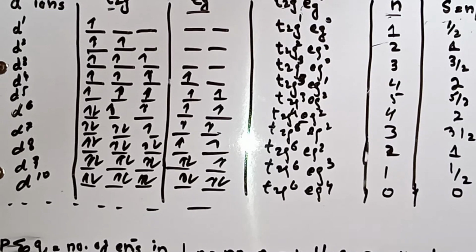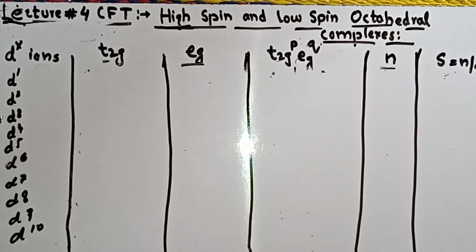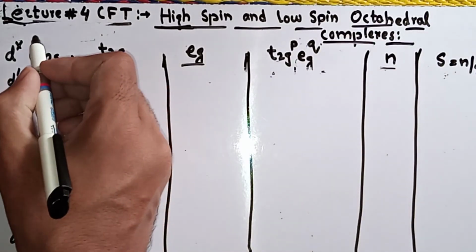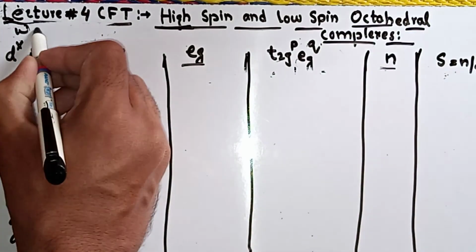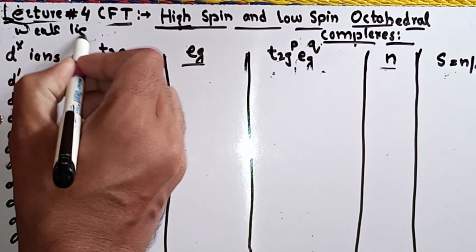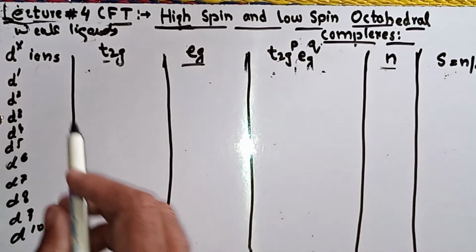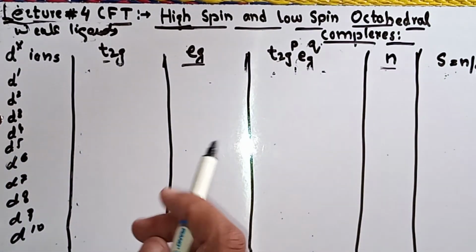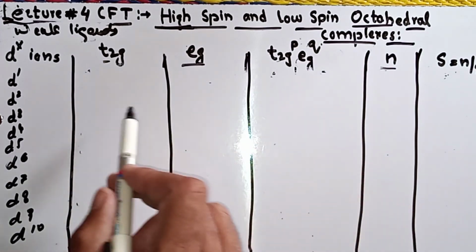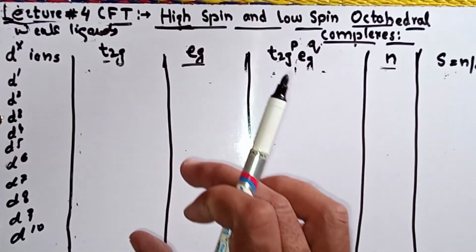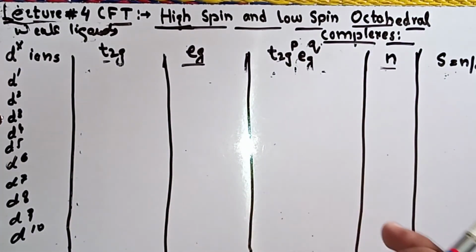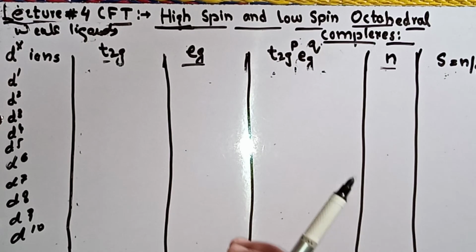Okay, thank you. So here in the D system, when there is a weak ligand used, what will happen? When there is a weak ligand, first of all pairing will occur because the crystal field splitting will be little lower. With crystal field splitting lower, the electrons will be paired easily.